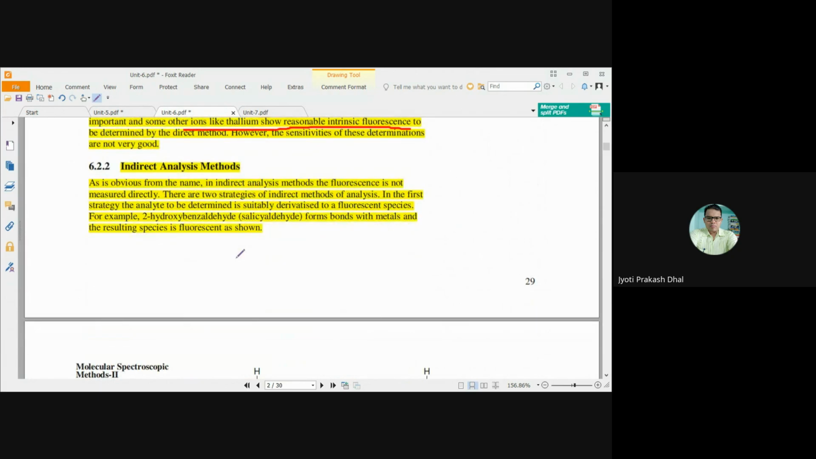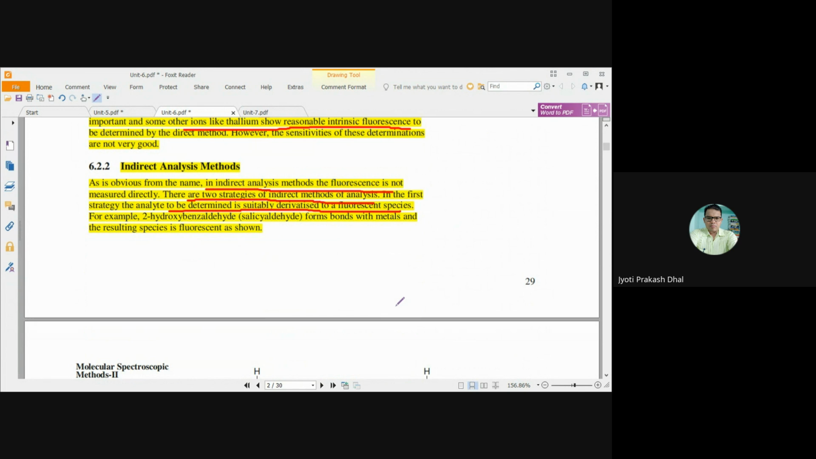Now coming to the indirect analysis method. In the indirect analysis method, the fluorescence is not measured directly. There are two strategies for the indirect analysis method. In the first strategy, the analyte to be determined is derivatized with a fluorescent species. That means initially the analyte will not show fluorescence. Initially you have to convert this analyte into a fluorescent molecule by derivatizing it to a fluorescent species.